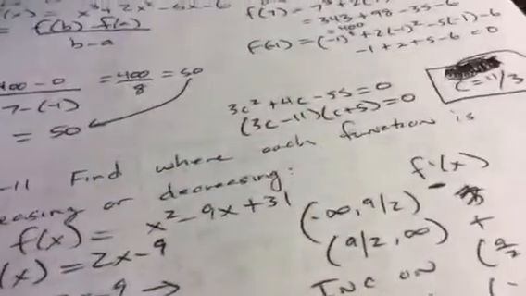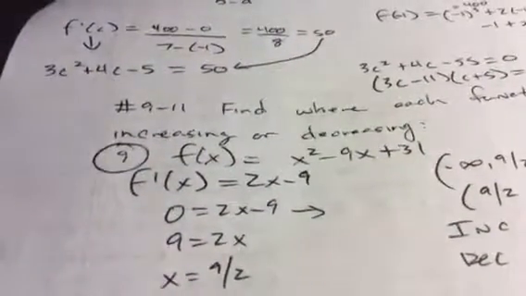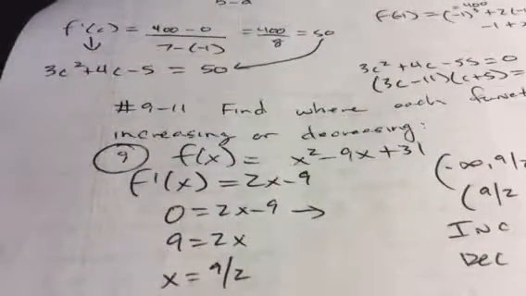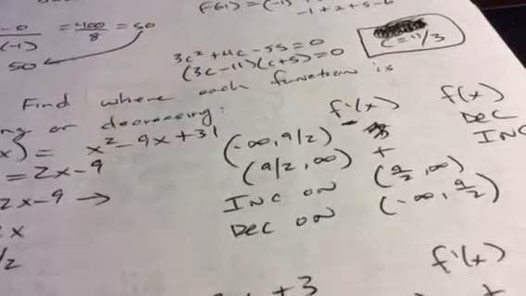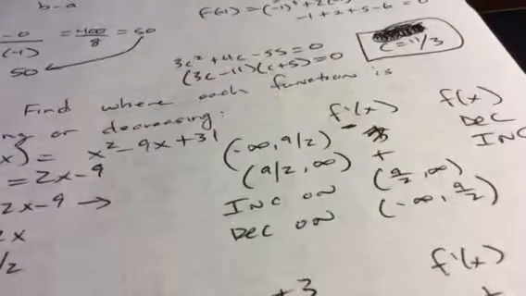All right, find where each function is increasing or decreasing. That's just the first derivative, and then we go from there. Take the first derivative, set it equal to 0. I get a critical value of 9 over 2. So I have my two intervals, negative infinity to 9 over 2, and 9 over 2 to infinity.